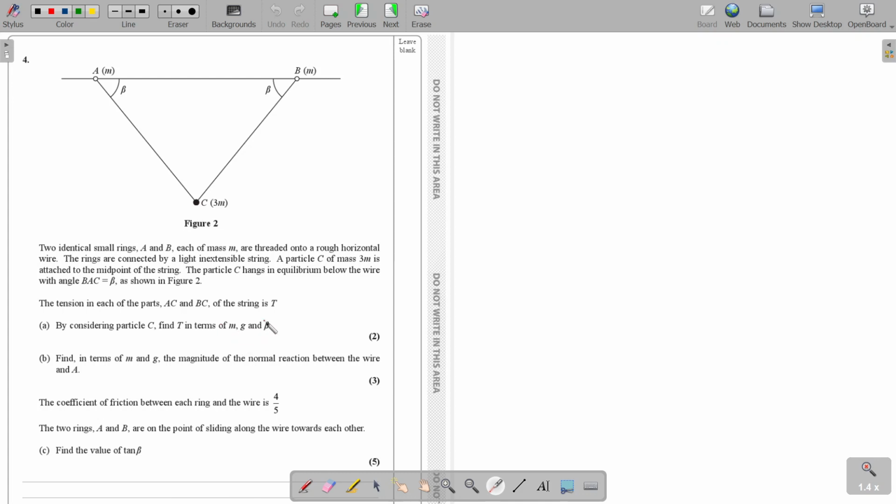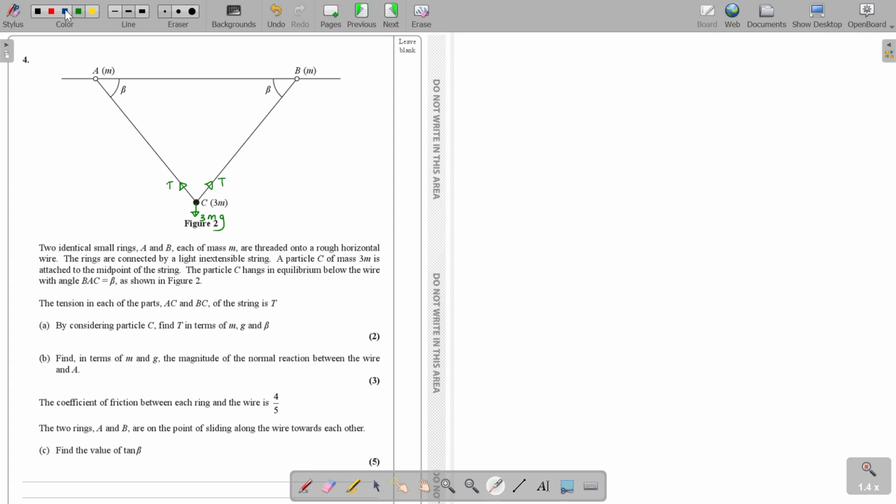So first things first, let's mark all the forces surrounding particle C. What are all the forces surrounding particle C? First thing we have is the weight, so we have 3mg weight. What else do we have? Particle C is attached by the two parts of the string, so you have tension, and they have told you the tension in both parts of the string AC and BC is T equally. Do you agree with me? So I mark T here.